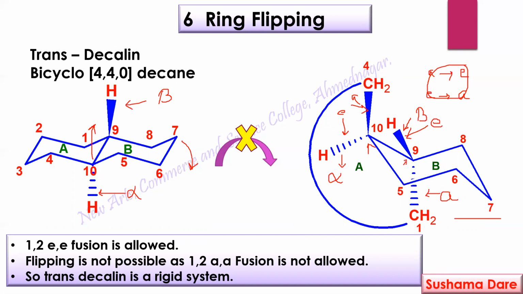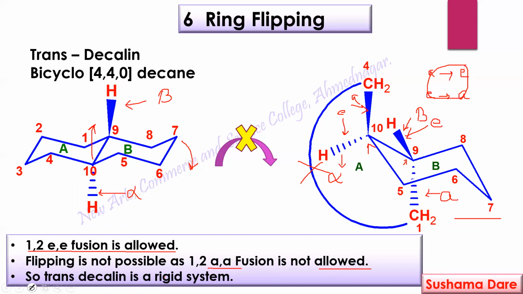In 1,2 fusion, you can see that this axial bond cannot make a ring with the axial bond of the number 9 carbon. So ring formation is totally not possible because they are away from each other. Therefore, ring flipping is not allowed. As ring flipping is not allowed, only 1,2-EE fusion is allowed, while AA fusion is disallowed. So no AA fusion.